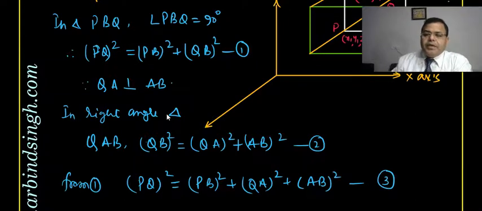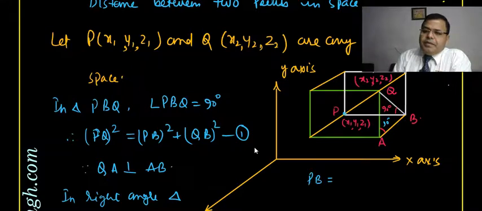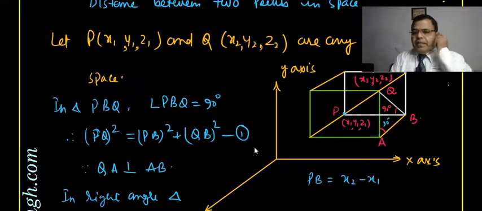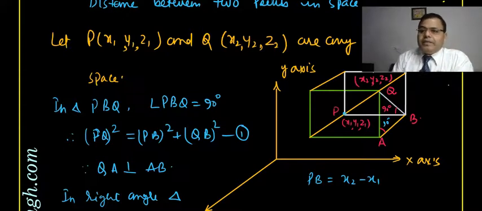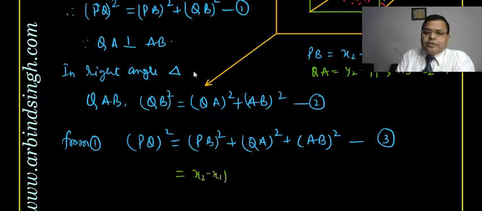This is equation 3. Now, what is PB? PB is the distance between these two points along the x direction. The coordinates of Q are the same as P in the x coordinate, so PB is x2 minus x1. And QA is along the y-axis, so QA is y2 minus y1, right? And AB is along the z-axis, so AB is equal to z2 minus z1. Putting the value of all these here, we will get that PB is x2 minus x1 whole square, right?